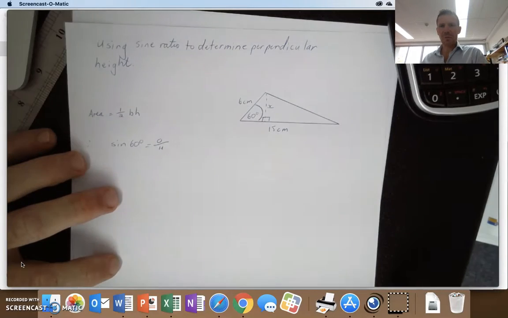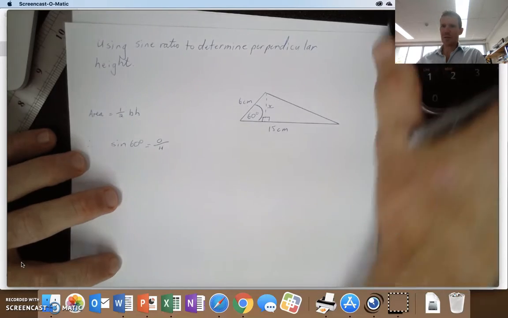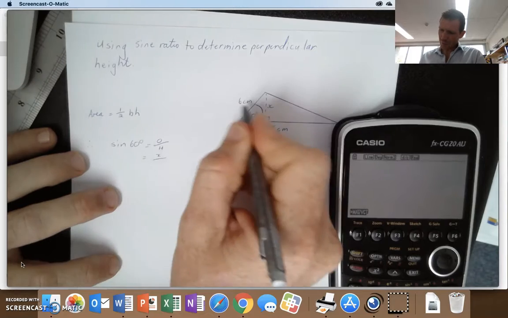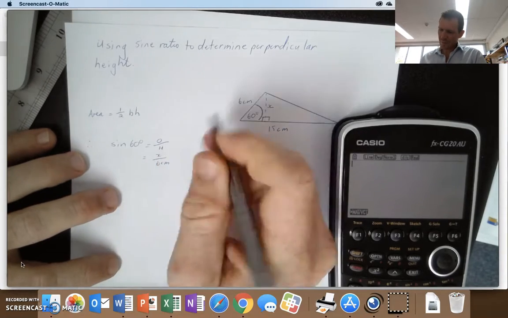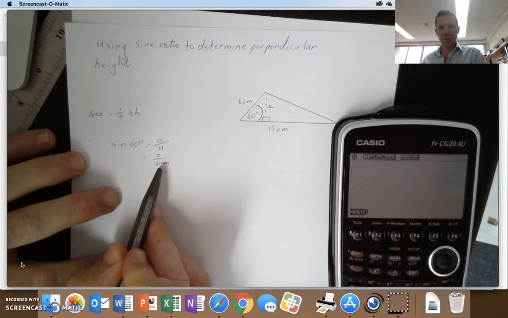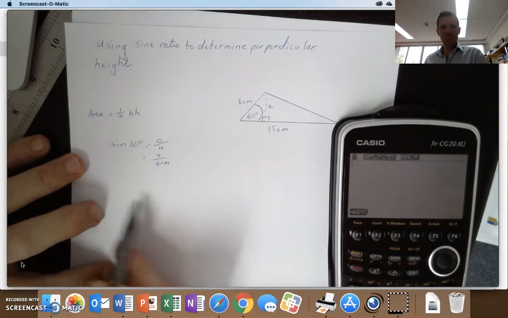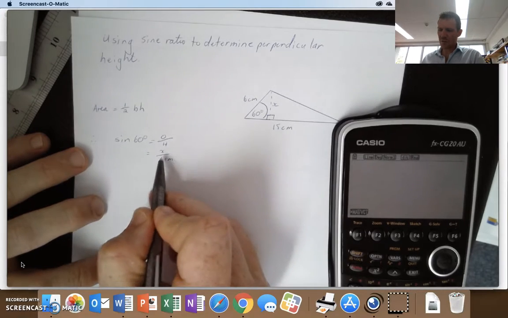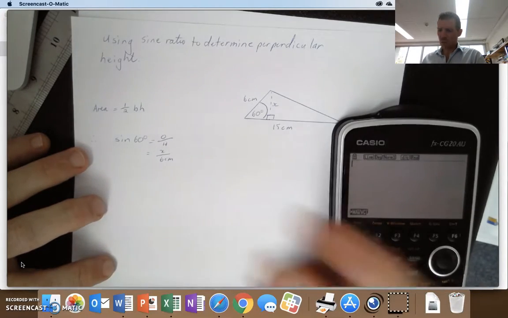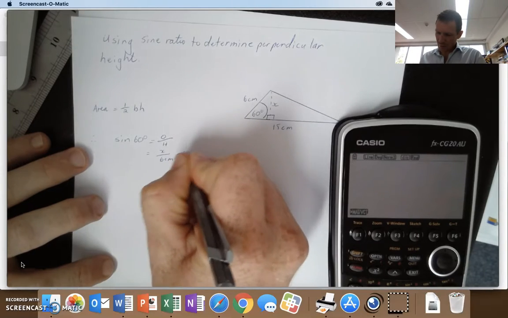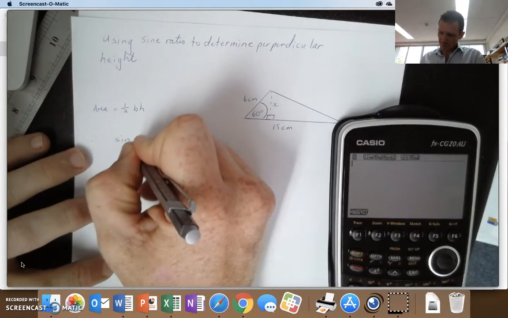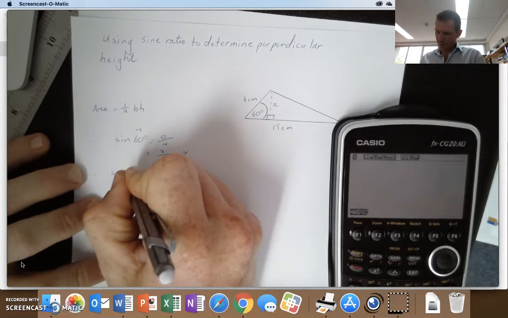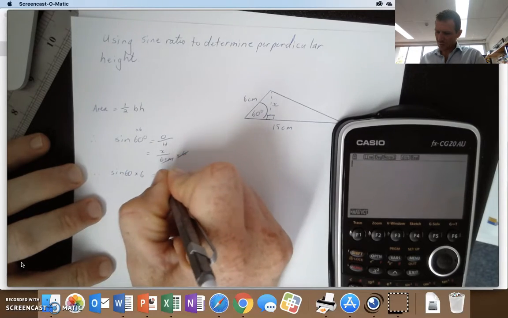Get in the habit of writing through the steps. So it equals opposite, which is x, over hypotenuse, which is 6 centimeters. We want to make x the subject, which means we want to get rid of this 6 and put it on the other side. How do we do that? We do the opposite to both sides to cancel this out. So x divided by 6, multiplied by 6, cancel, cancel, multiply this side by 6, and we end up with sine 60 times 6 equals x.